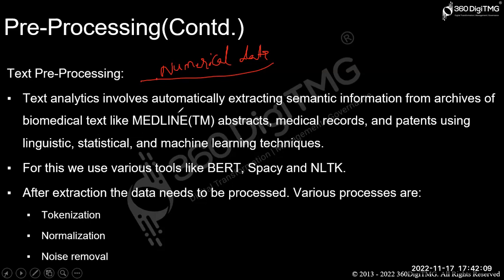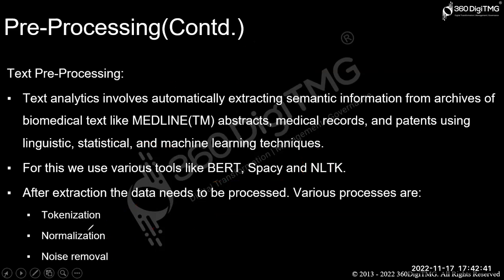For that, we have various libraries, something like BERT, spaCy, NLTK, or NLP. NLP techniques we will be calling natural language processing. So when I have textual data, how can we do the pre-processing? Since it is not numerical data, we won't be applying the same pre-processing techniques that we have discussed till now. We will be having very different pre-processing techniques. Among these, tokenization, normalization, and noise removal we will be having.